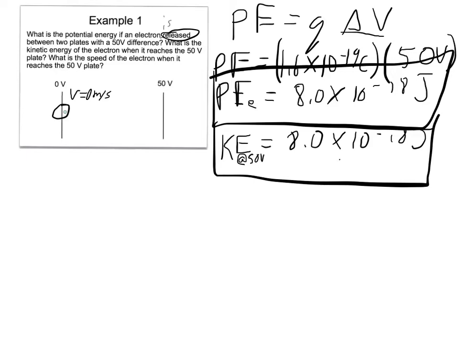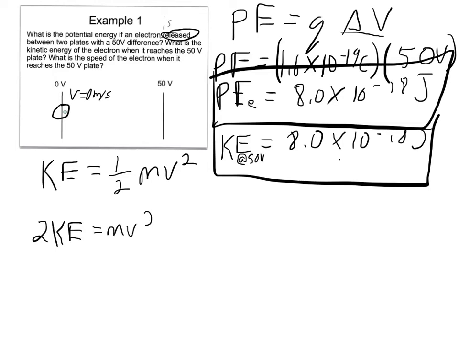What is the speed of the electron when it reaches the 50 volt plate? So this is its kinetic energy. I just need to find its speed. Let's refer back to the kinetic energy equation. KE equals 1/2 mv squared. This is going to get messy since I'm dealing with scientific notation. This is certainly a time when I should solve for the variable first. First I'll multiply by 2 and I get 2 KE equals mv squared. Divide by m and then take the square root, and we've got the square root of 2 KE over m equal to v.